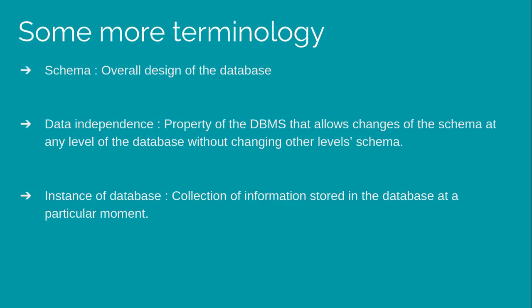Moving on, instance of a database. So when we talk instance or snapshot, these two words are used interchangeably. What this means is it is a collection of information stored in the database at any particular moment. Since a database constantly changes, somebody is reading a database, somebody is writing to it, data is being deleted, updated, and so on and so forth. So at any particular moment, some time t, the collection of information that is stored in the database is the instance of a database.